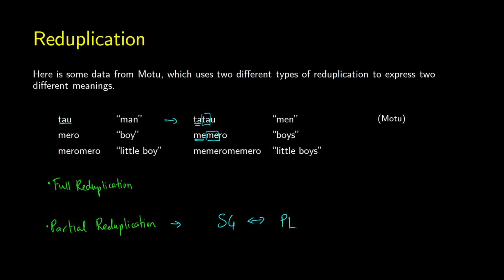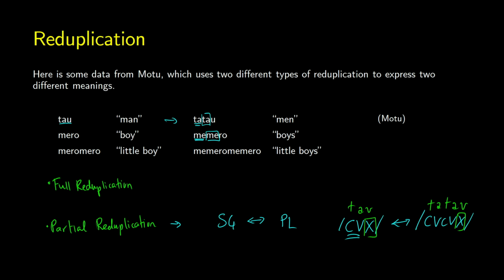So you could have something like CVX, and this is going to correspond with, well, we're going to reduplicate the first consonant vowel, so we get CVCVX. And the X is just whatever's after is just going to remain the same. So you could think of it as tau, and then you're going to get ta-tau, for man and men.